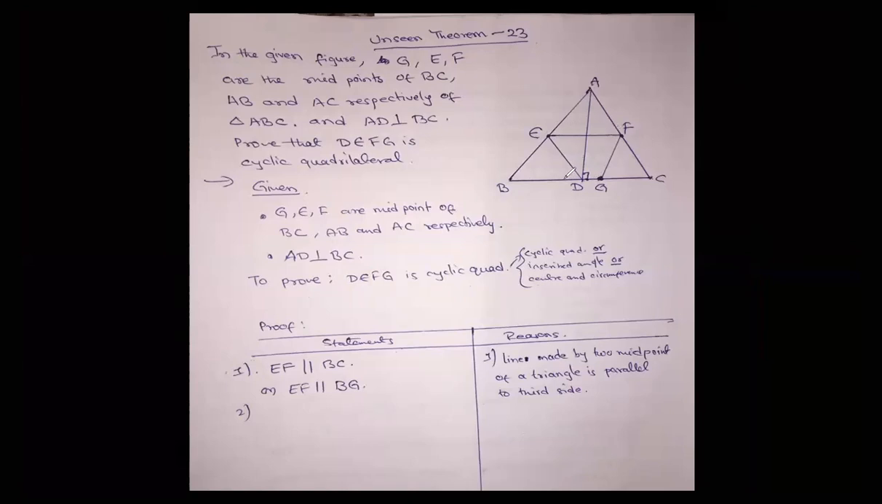The line is also drawn. So what is the relation between these two lines? They are parallel to each other. Why are they parallel? Because they are made from the midpoints. This is your class 9 rule, hope you remember it. Next one: our question, EF is parallel to BC.